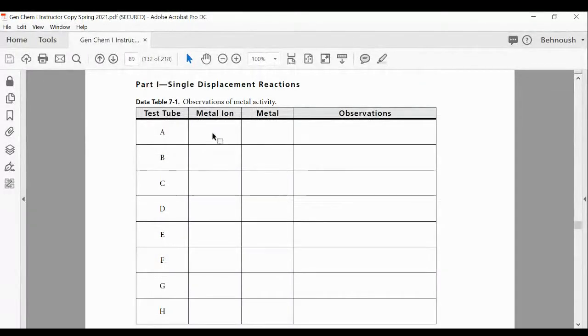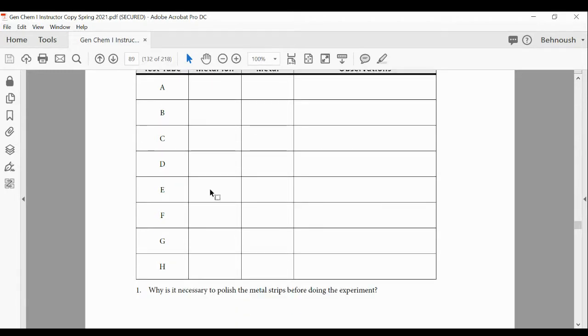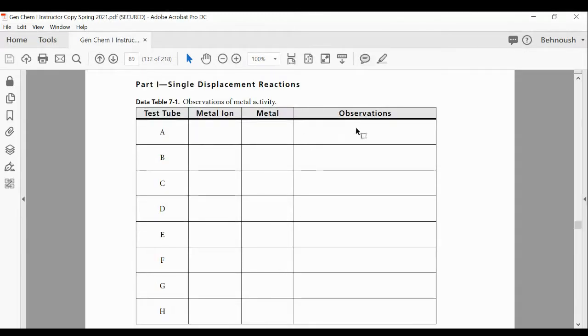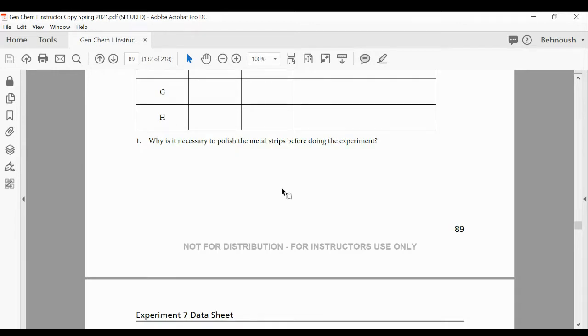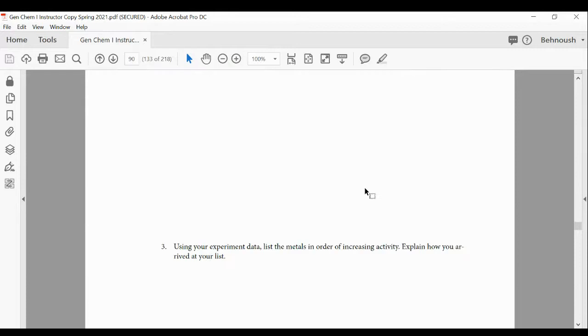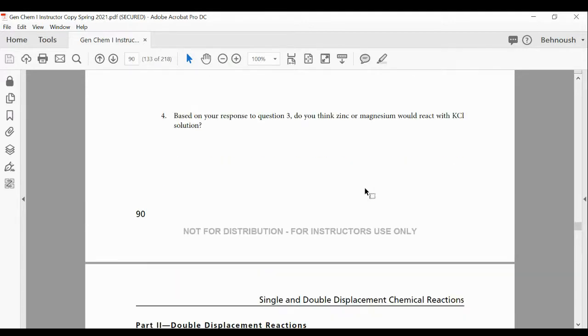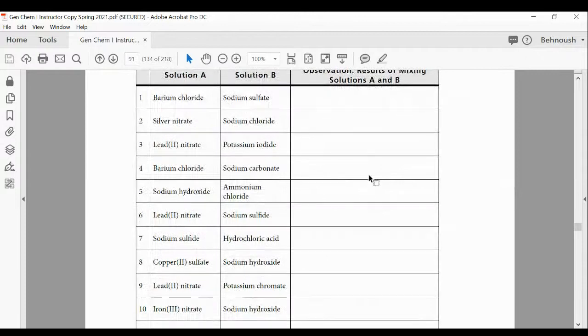So in the table for the first part, for single displacement, you are going to look at the procedure and write your metal ions for the 7 test tubes. And then you follow the procedure to see which metal has been added to test tubes A, B, and C, and which ones are added to the rest of the test tubes. Then you look for observation. That observation is coming from the video. You record your observation. And then you could say if the reaction has formed or there was no reaction based on the evidence for each test tube, for each mixture.